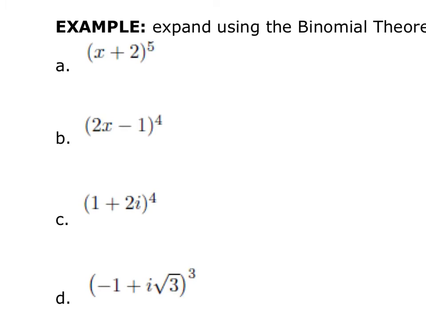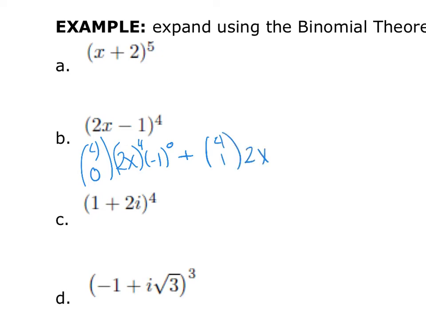Okay, so our very first term is going to be 4 choose 0, because that's the power. So we have 2x raised to the 4th power, negative 1 to the 0 power, and then plus, we're going to have 4 choose 1, 2x to the 3rd power, negative 1 to the 1 power.